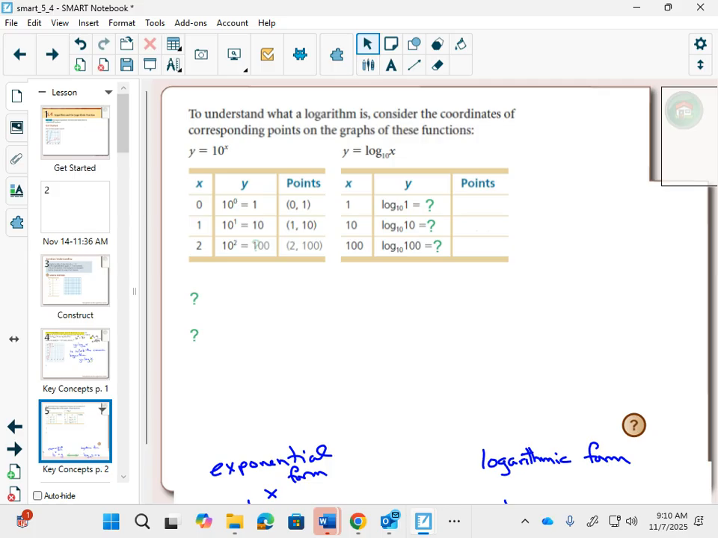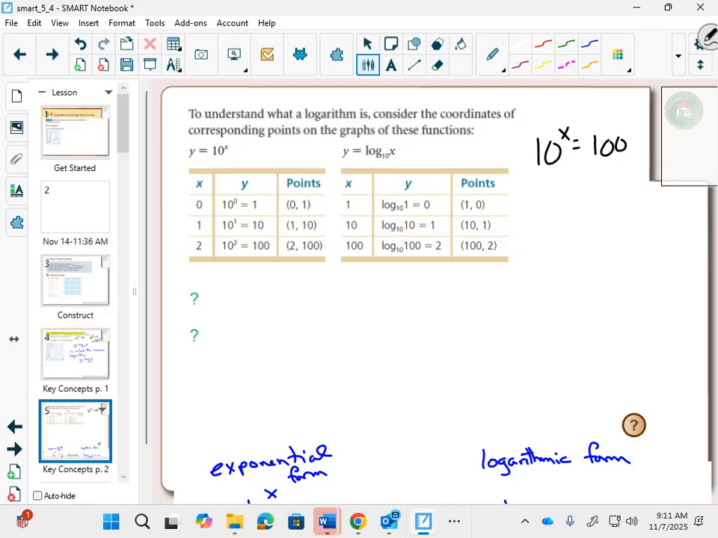So these are things that you know: 10 to the 0 is 1, 10 to the 1 is 10, 10 squared is 100. So on logarithms, log base 10 of 10 is 1. Log base 10 of 100 is 2. And the way that I think of logarithms is that logarithms are to solve exponents. So if you had this, you could use your powers chart and right away say that x equals 2.